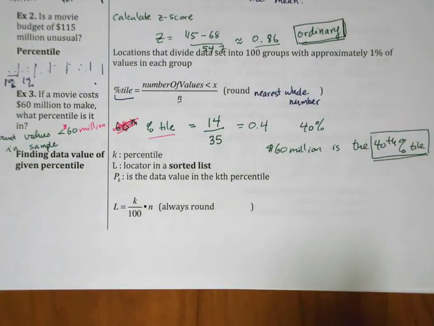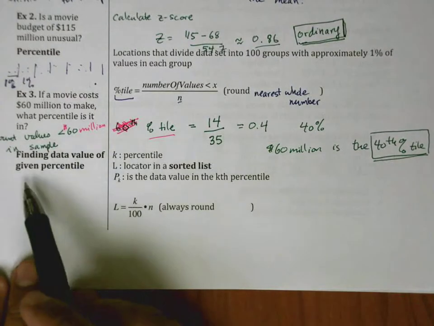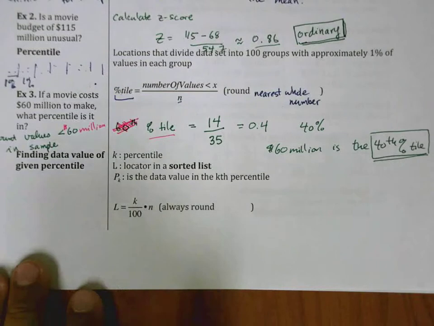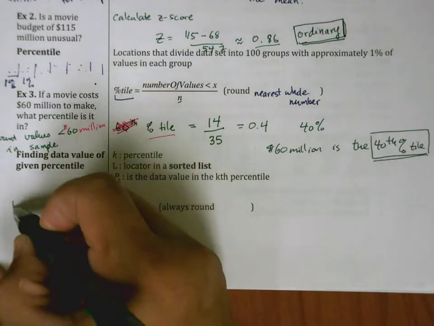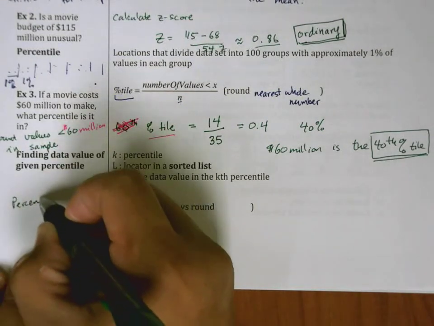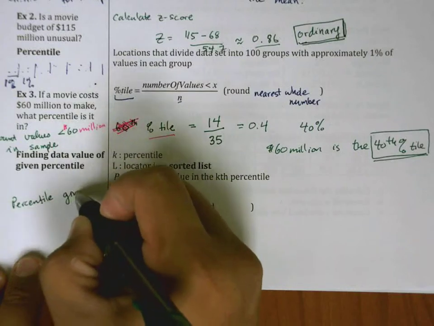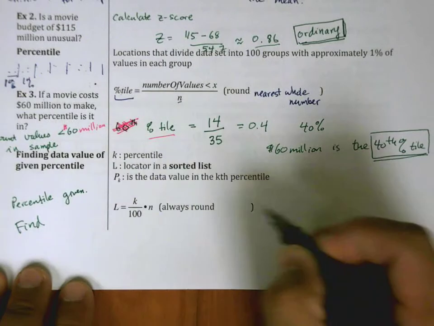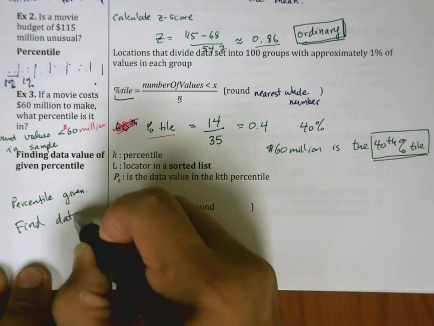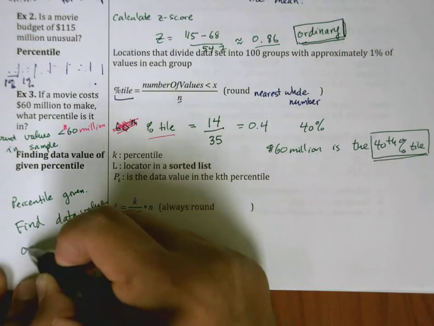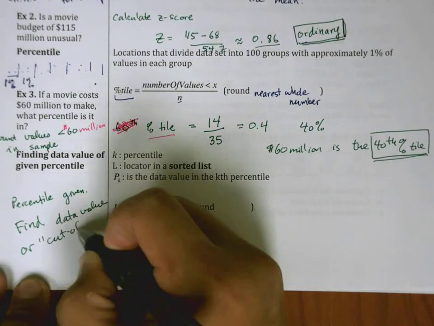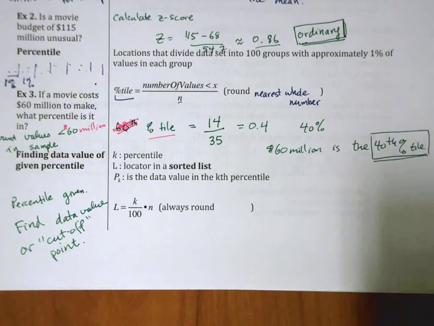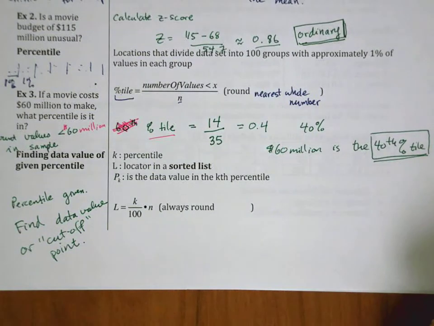All right, now let's look at the next problem, finding the data value of a given percentile. So this is like saying I give you a percentile, so the percentile is given, and we are asked to find the data value, or the cutoff point. So let's look at these variables here and make some sense of them.